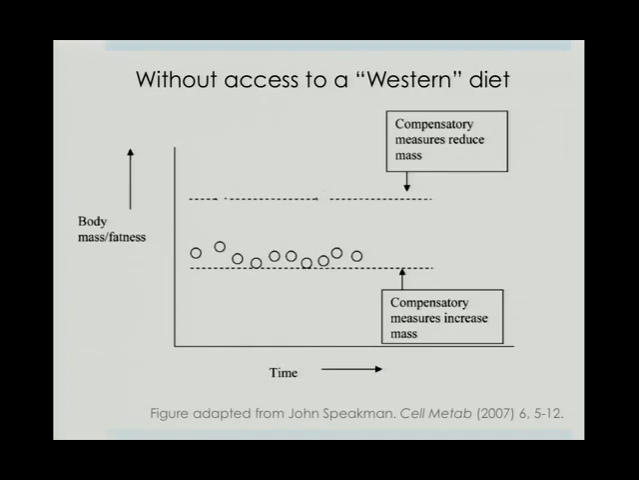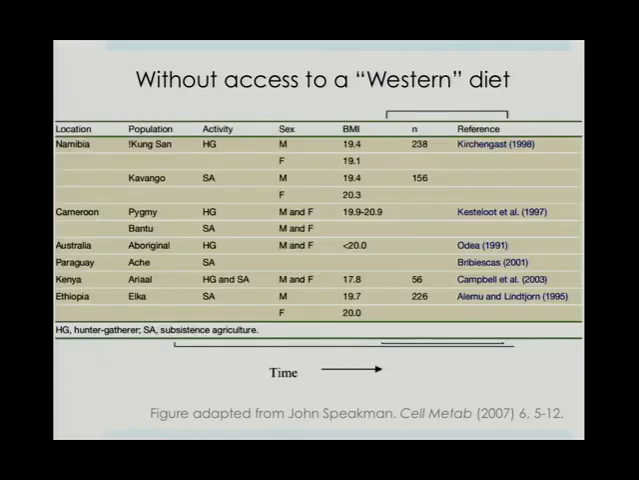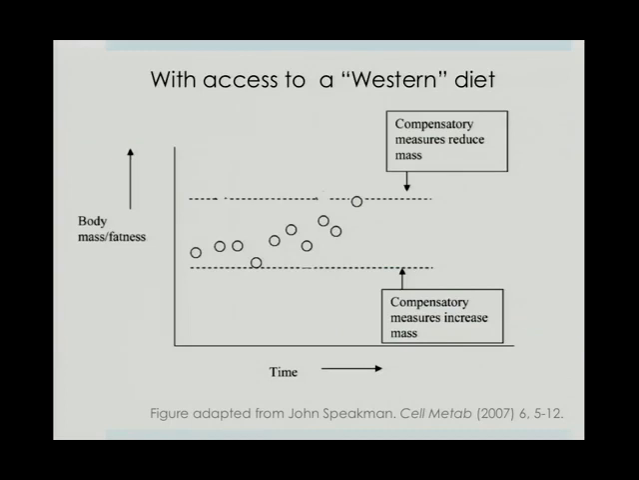So without access to a Western diet, and I'm not defining this here, people stay at a very tight range just above this lower intervention point. This can be seen by looking at the very tight range of BMI in today's hunter-gatherer and subsistence agricultural communities, which are all around 20-ish, from different parts of the world. Super interesting. Okay. However, with access to a Western diet, which I realize I haven't defined here, one third of humans gain weight over time.